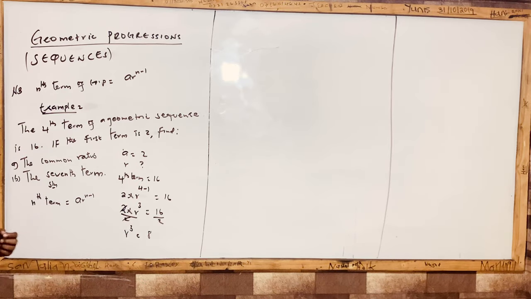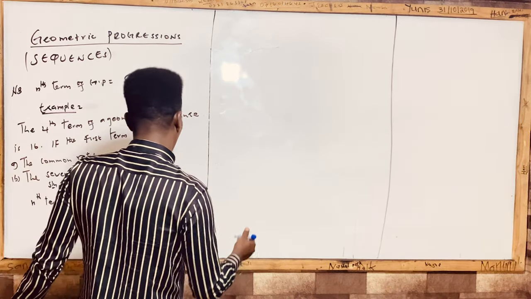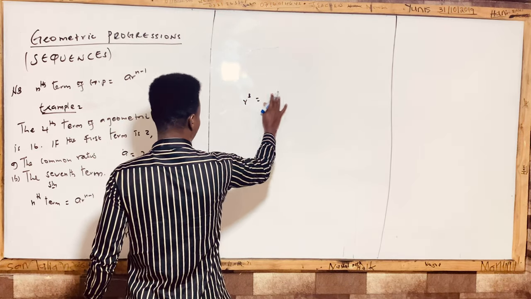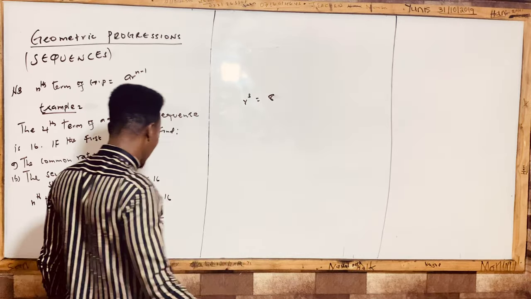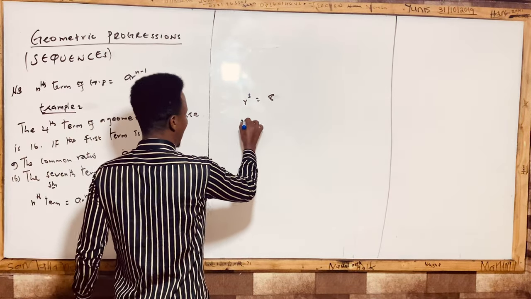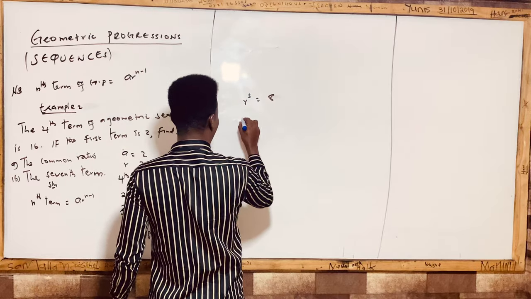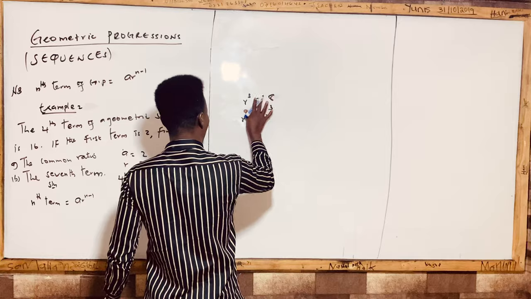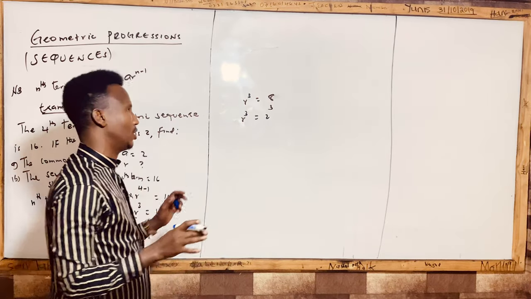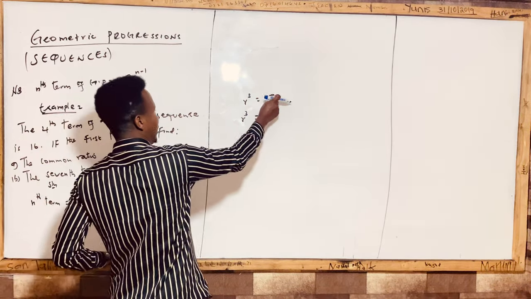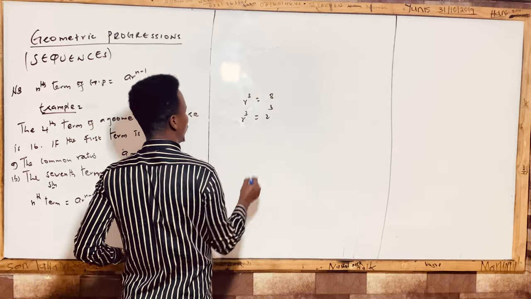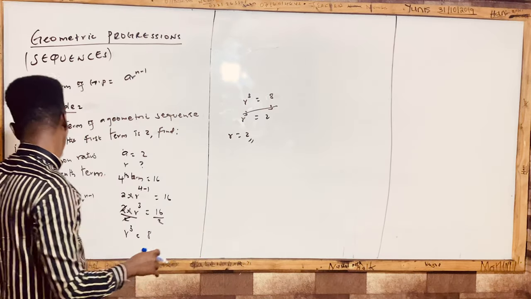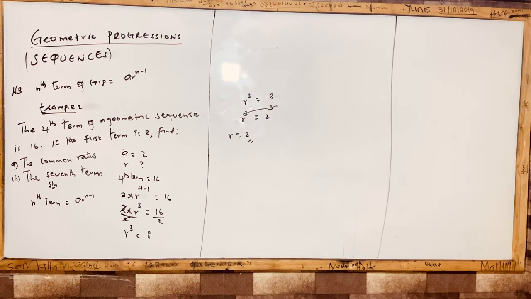If you have learned the concept of indices, then you will not have a problem here. We say that R power 3 is equal to 8. So we can say R power 3 is equal to 2 power 3. We are writing 8 as a power of base 2, so we cancel the powers. R is equal to 2. So we have answered the first question, that is the common ratio.